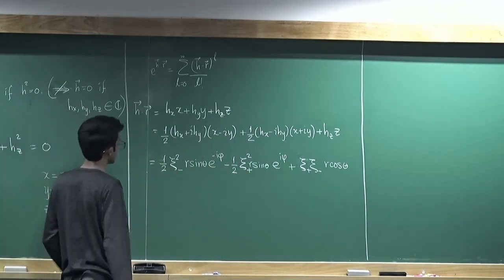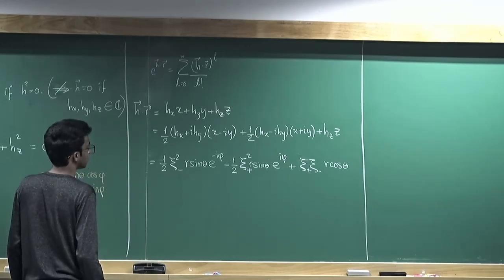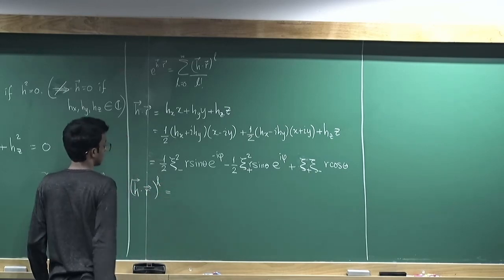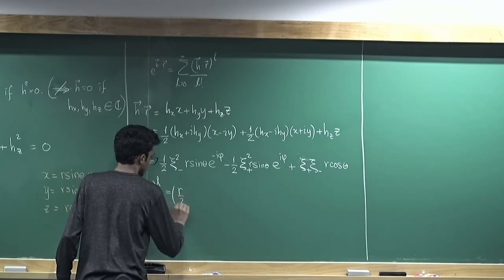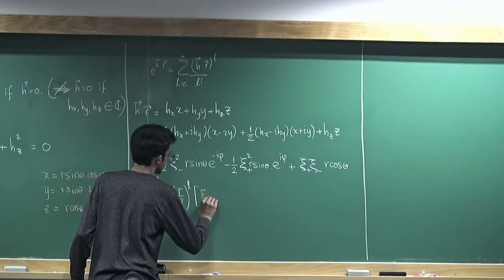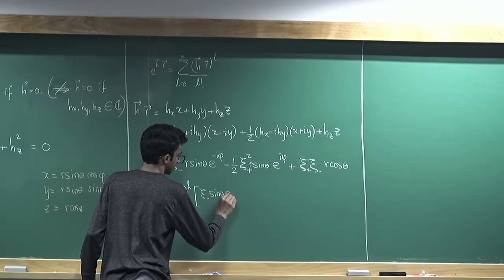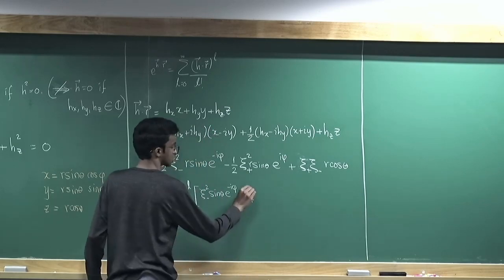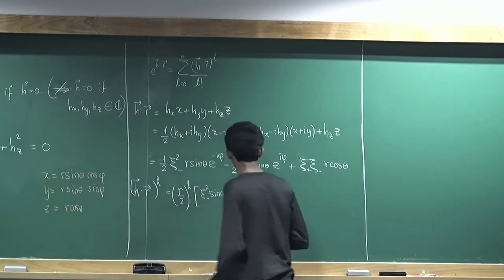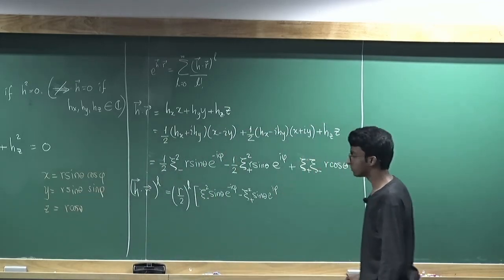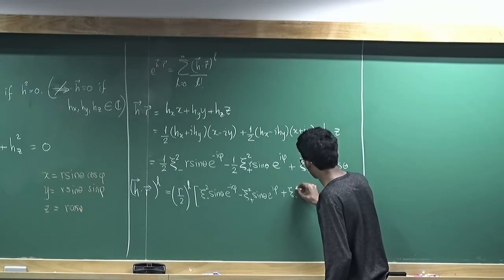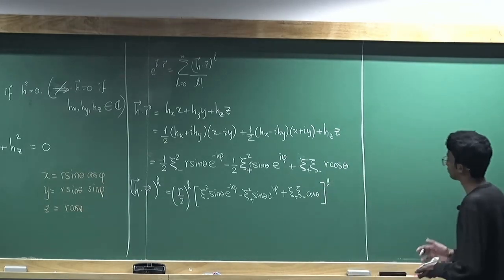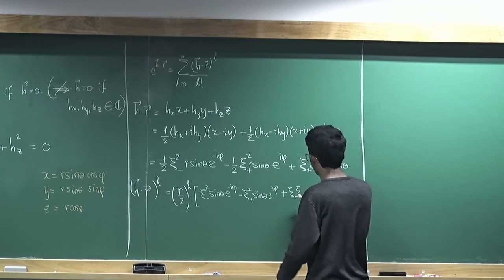Great. Okay. Now let's simplify this a bit further. Or maybe let me write h dot r to the L. H dot r to the L will be r by 2 to the L times xi minus sine theta e to the minus I phi minus xi plus squared, I suppose, squared sine theta e to the I phi plus xi minus cos theta to the L. I took a half out, so that puts a 2 there.